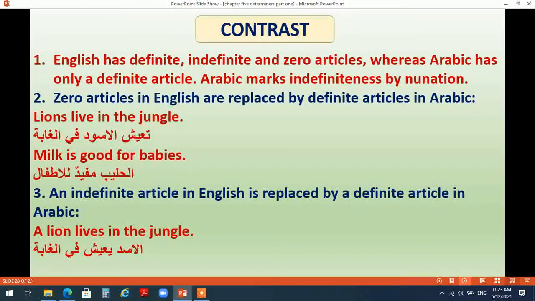Number 3, sometimes you have an indefinite article in English which is replaced by a definite article in Arabic. Sometimes sentences in English begin with an indefinite article, a or an, and when translating them into Arabic we also need the definite article.